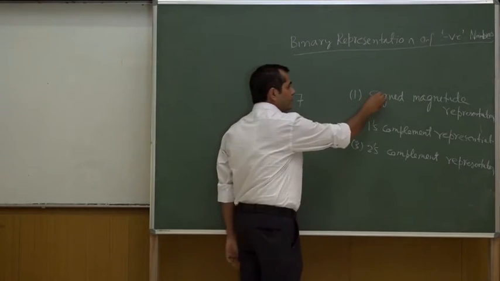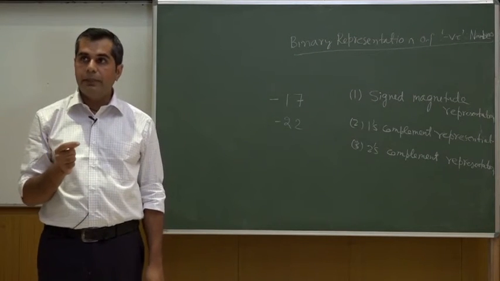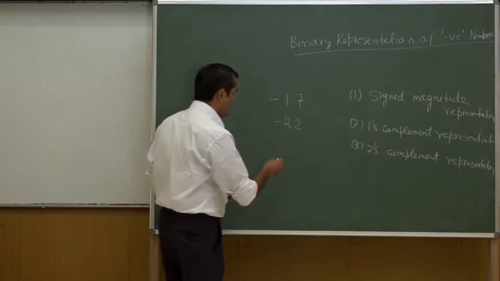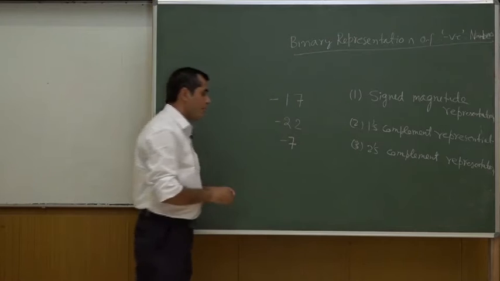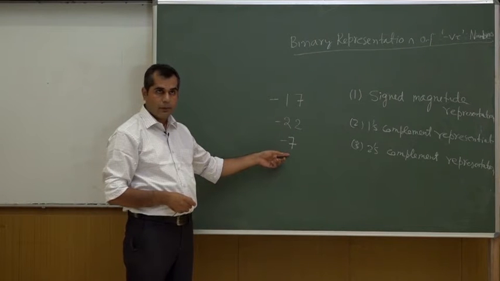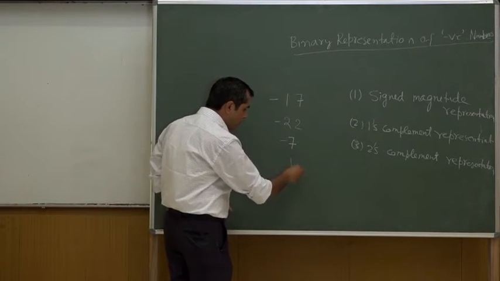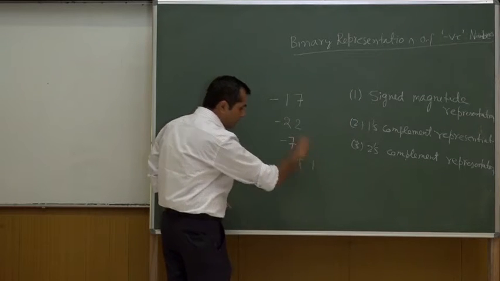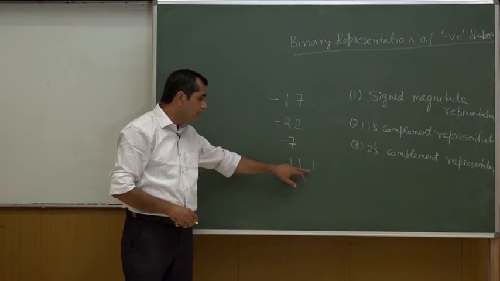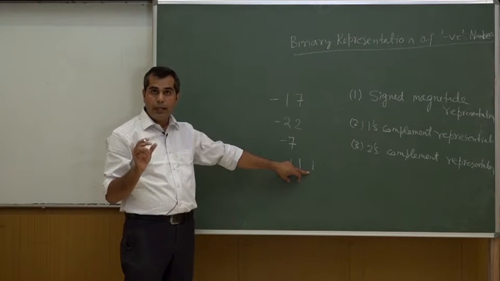So, in signed magnitude representation, what we do? We use one additional bit, and that bit indicates the sign. For example, let us say that we have to represent minus 7. Minus 7 can be represented by a 3 bit binary number, and that binary number will be 1, 1, 1. But this 1, 1, 1 can only represent a positive number 7. What we do in sign magnitude, we use one additional bit.